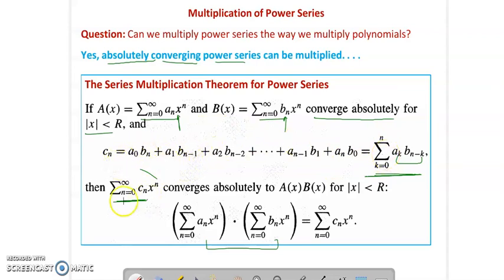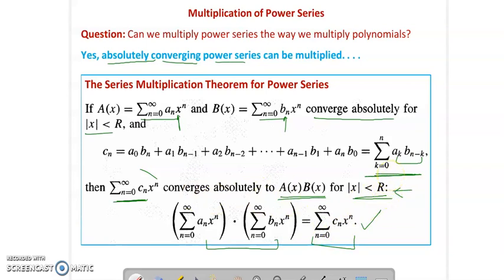So Cn are the coefficients of this series, summation n going from 0 to infinity Cn times x to the power n, which converges absolutely to A(x) times B(x) for |x| less than R. And so basically we can see that this series A(x) multiplied by this series B(x) is another series whose coefficients are Cn, and the resultant series is also converging absolutely in this interval |x| less than R.